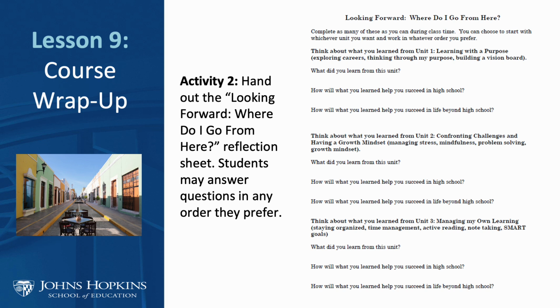In the second activity of Lesson 9, students will reflect individually on their ideas about what they learned and how they can use this learning in the future. They can use the Looking Forward, Where Do I Go From Here reflection sheet provided in the Student Materials section for Unit 5 in this Google Classroom as a guide. Students may answer questions in any order they prefer. After students have had a chance to reflect on their own, you can facilitate a final group discussion so students can share some of their ideas about how to apply their new learning for their future success.